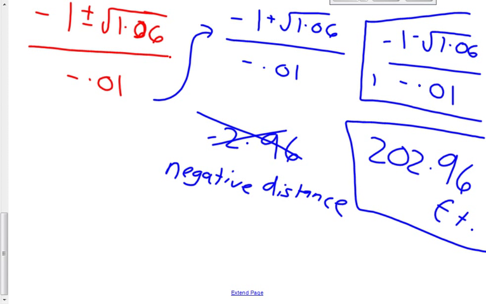We know that if the outfielder were to catch it at 3 feet off the ground, the ball would have traveled 200 feet. If he missed it, it would go behind him, and now the ball would travel even further, about 3 feet further, at about 203 feet, or 202.96. So that's a little bit about how parabolas and quadratic equations really affect our daily life.